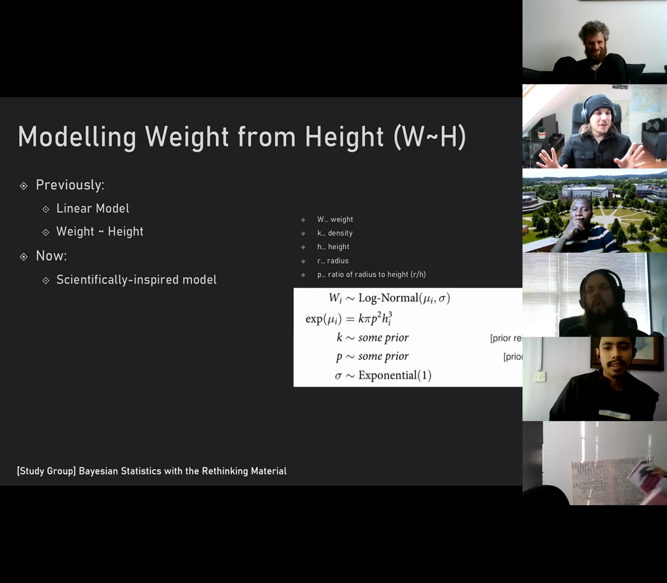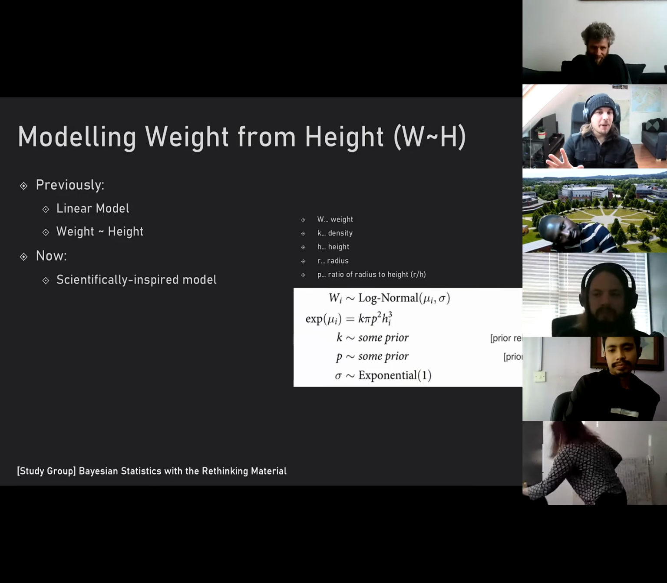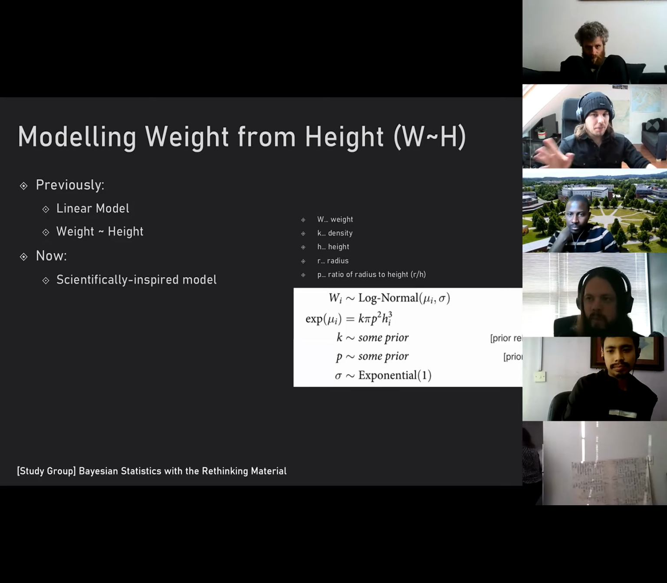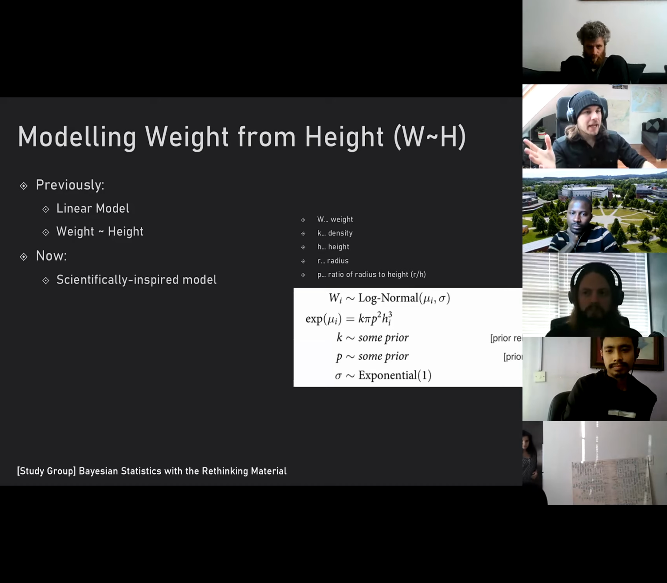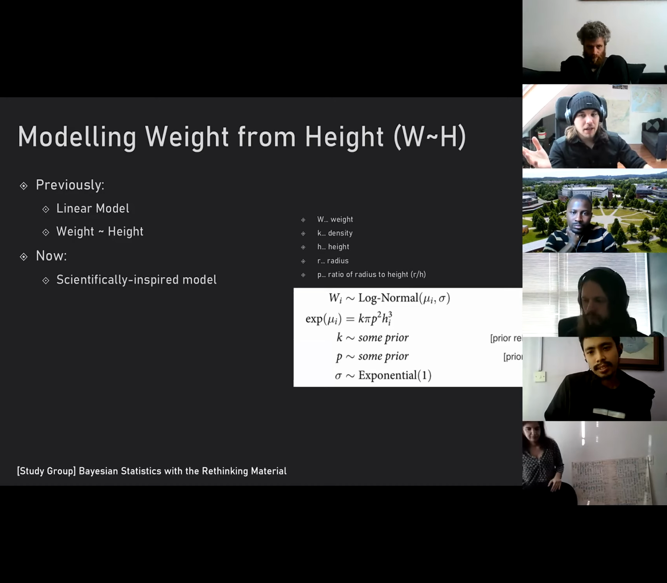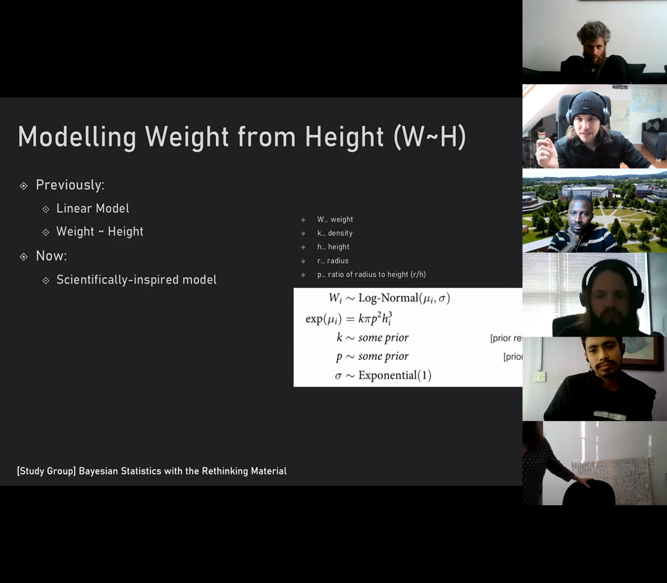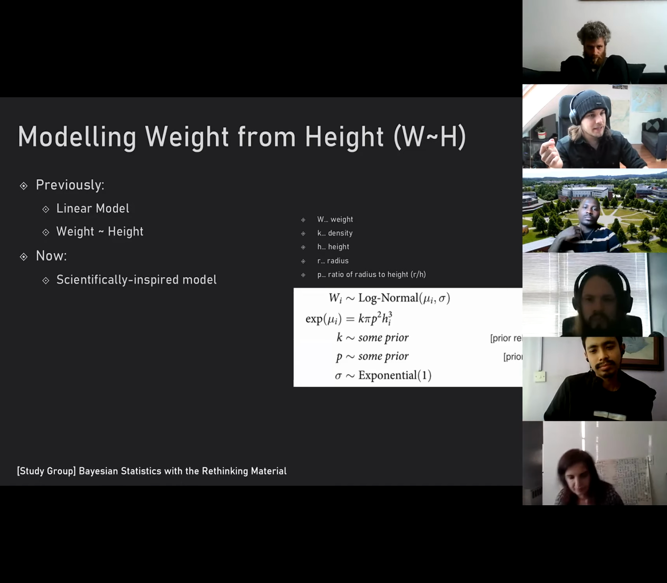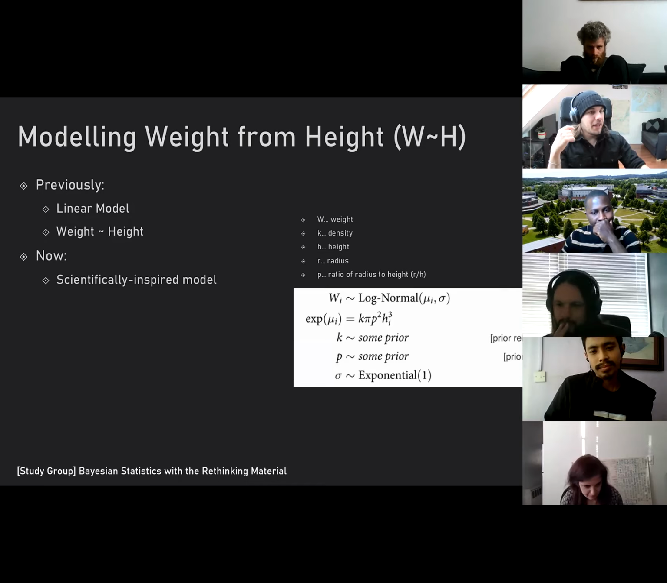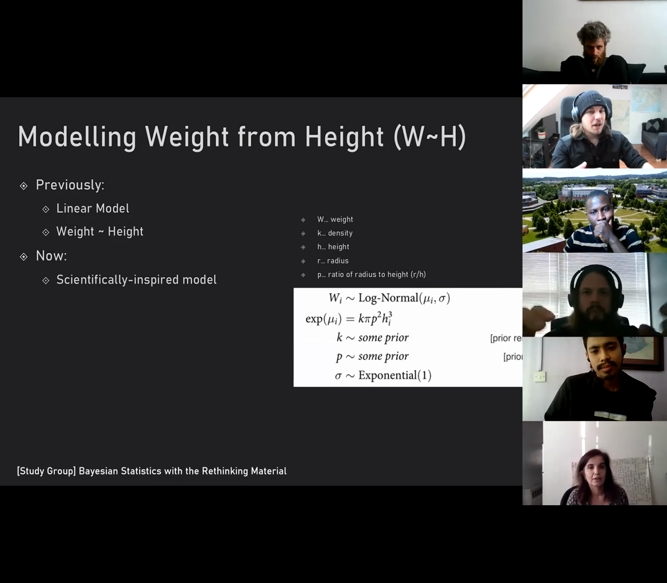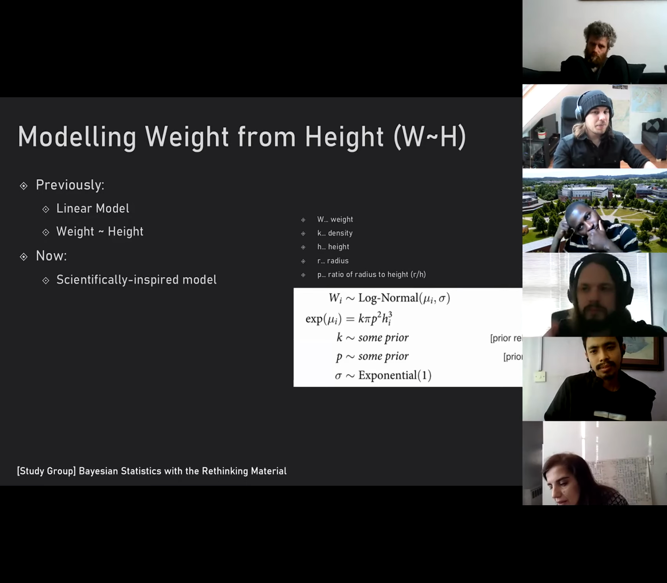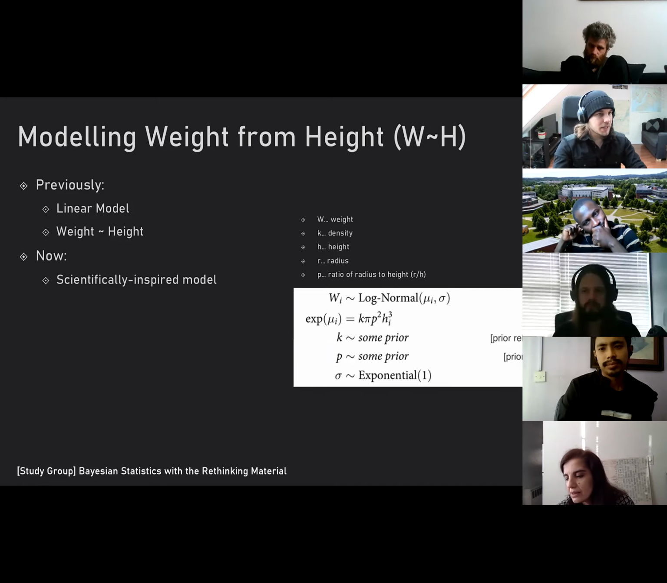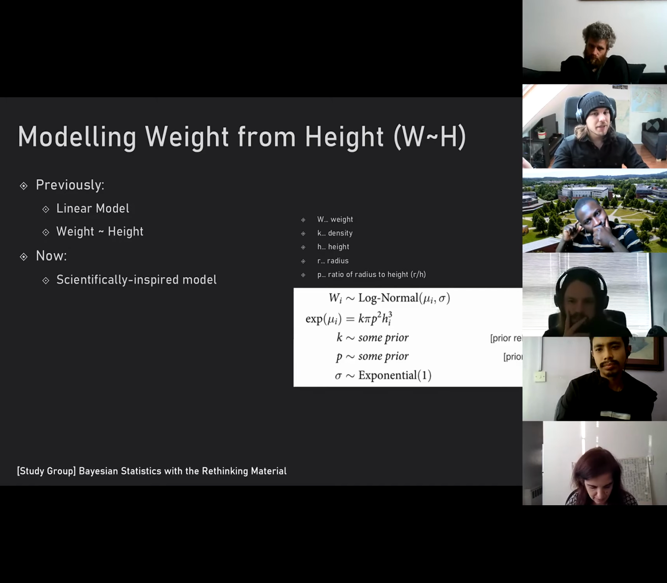So this is the model we're running with, scientifically inspired. We've got W, which is weight. We've got K, which McElreath describes as the relation between weight and volume. I would just like to call that density. H is height, R is radius, and P is then just the ratio of radius to height. So R divided by H.